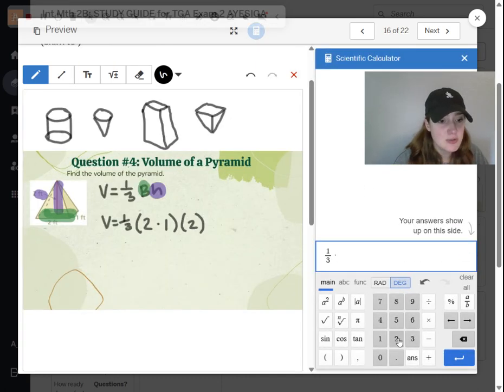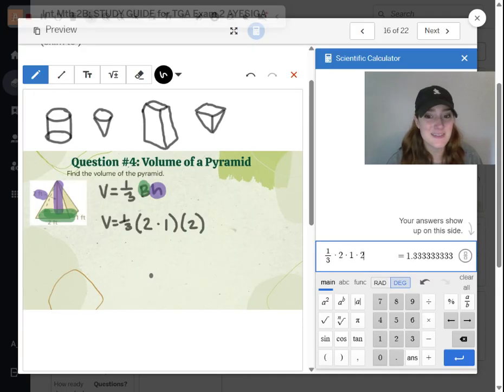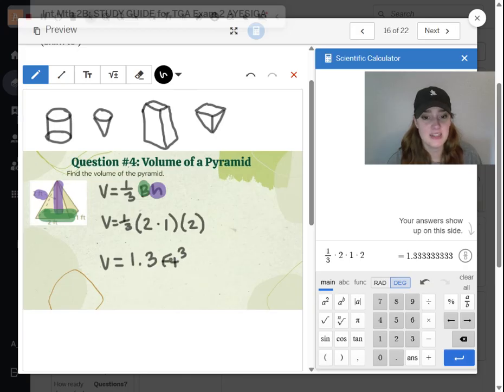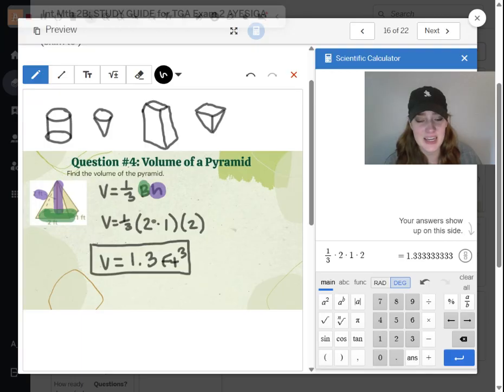1/3 times 2 times 1, which doesn't change anything, times another 2. Oh my goodness, this is a very, very small pyramid. The volume would be 1.3 cubic feet. So again, we're just using that formula to find volume. This is a very, very small pyramid, but sometimes that happens. Sometimes volume isn't a very large number. And it's okay. We did our work correct, right? We're checking, yep, base times height for the area of the base times the area of the height. Yep, 2 times 2 times 1, a third of that.